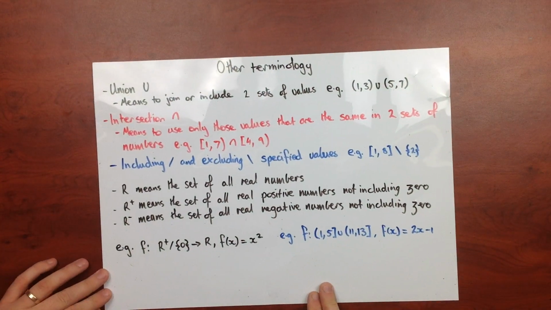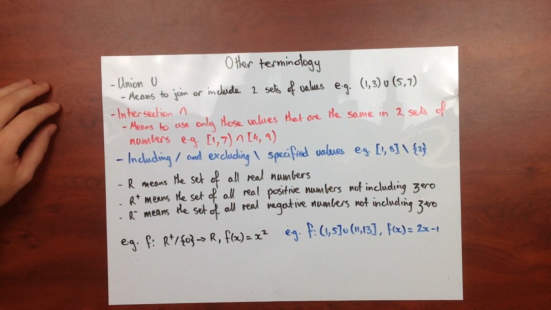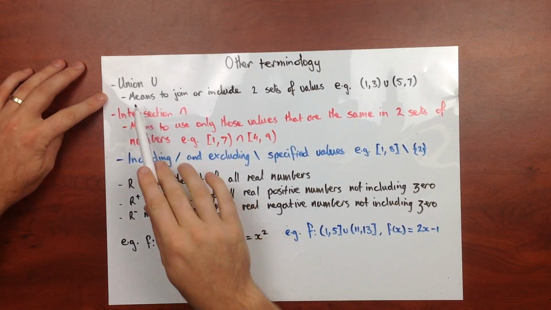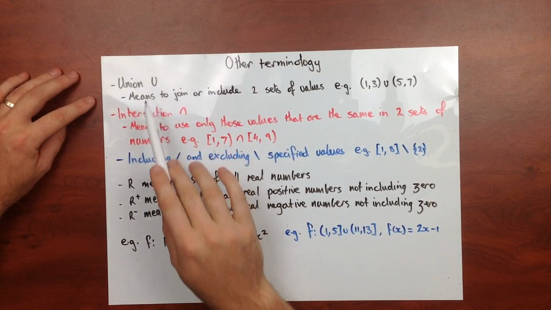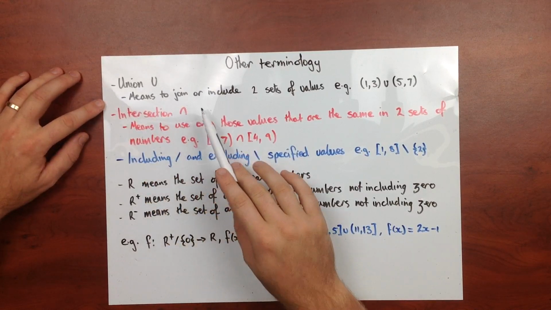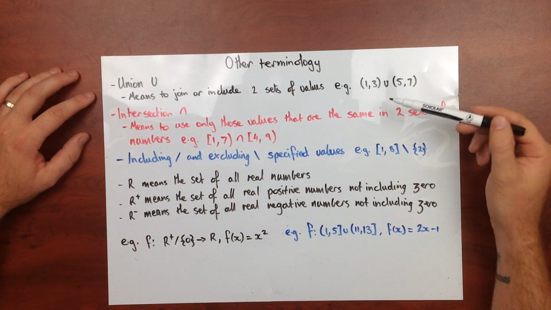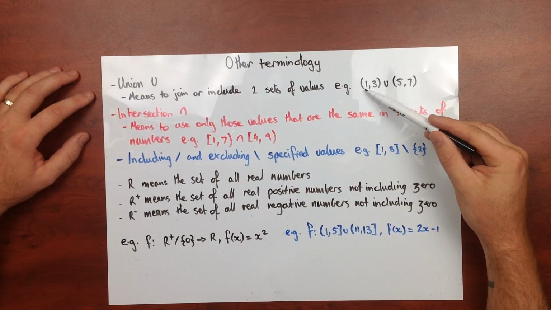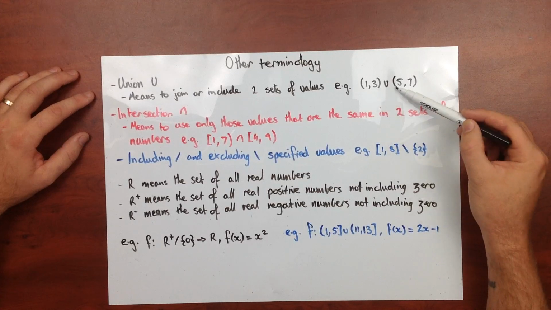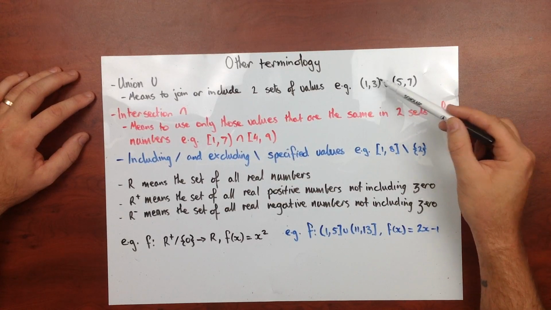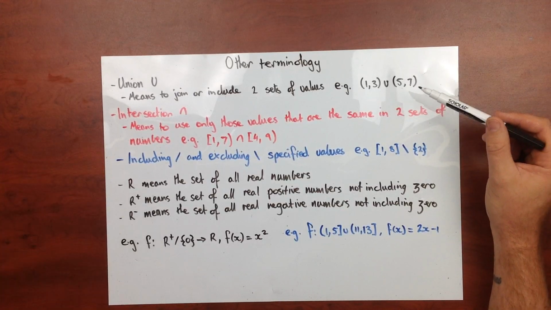Okay, we've got a little bit more terminology that we'll hit as well. Okay, not much to go now. Okay, so our other terminology, okay, is union. Okay, easy to remember because it looks like a U but it doesn't have our line on the side, and that means to join or include two sets of values. Okay, so e.g. our values are between 1 and 3, okay, and 5 and 7. And you see I've used round brackets here, so I'm not including the points 1, 3, 5 or 7, just the values in between them.